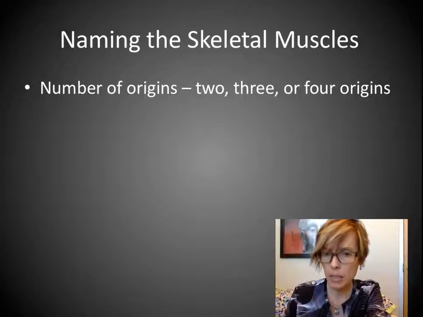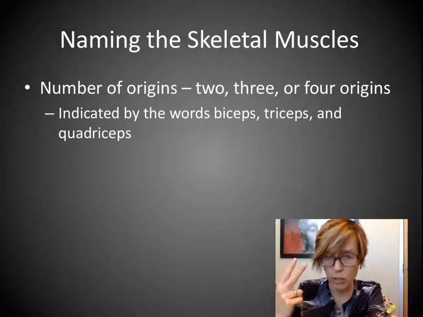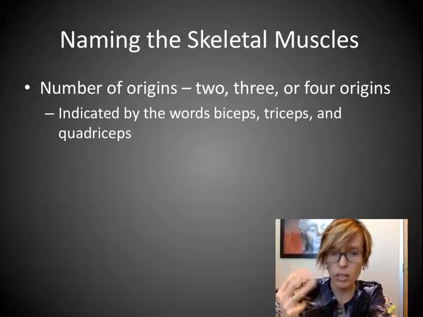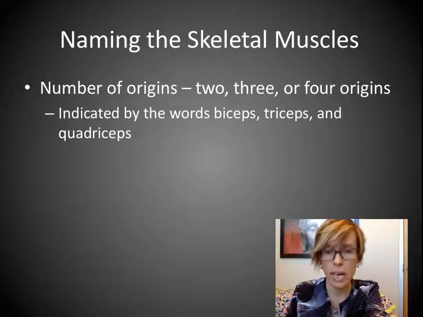Sometimes the name's going to tell you about the number of origins. So biceps, 2 origins. Triceps, 3. Quadriceps, 4. Right? So just kind of pay attention to that.